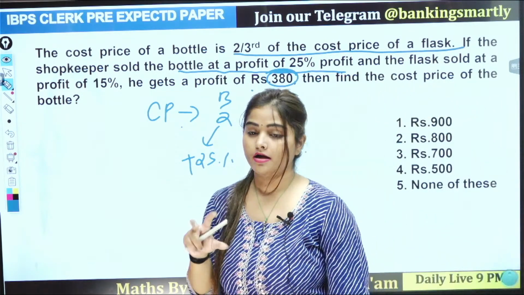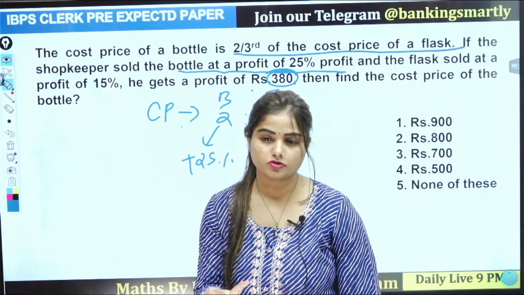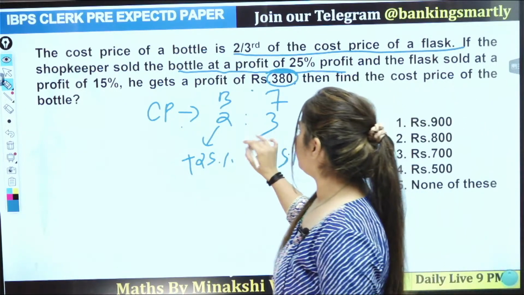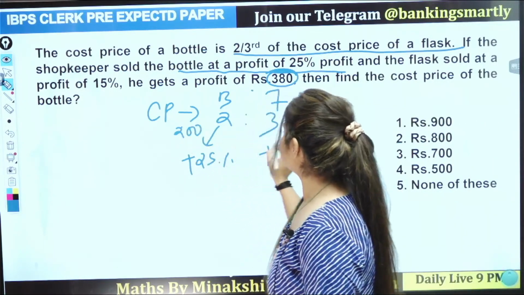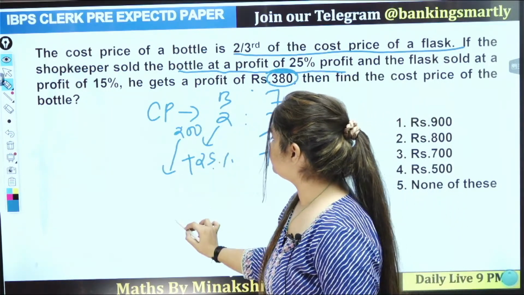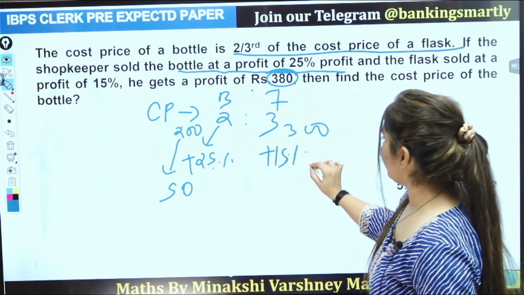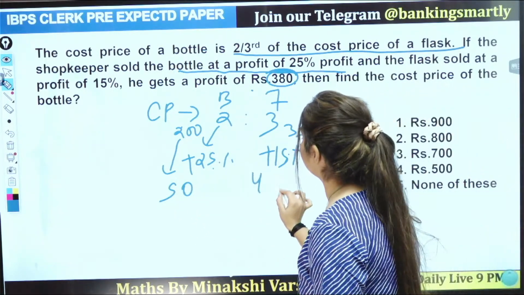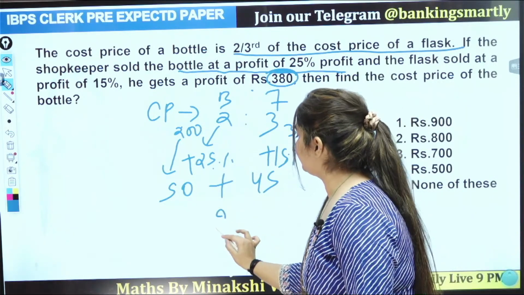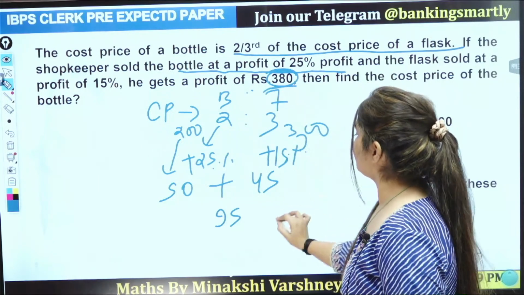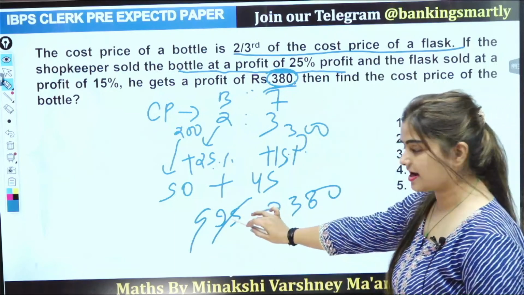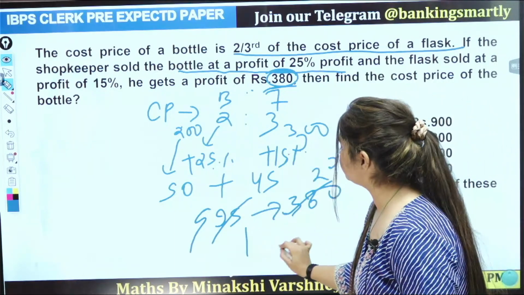So how can we calculate the profit on cost price? You can do it like this. Take 200 and 300. Here we have profit 25% of 200, twos are 50, and here profit 15% of 300, threes are 45. Now total profit is 95, and it is given that the overall profit is 380. 19 fives are 95, so 1 unit's value is 4.